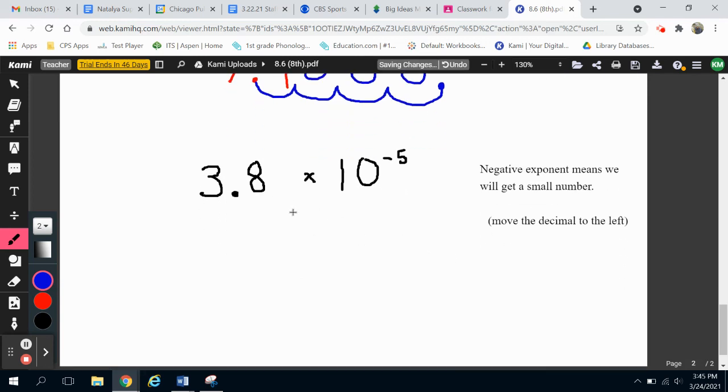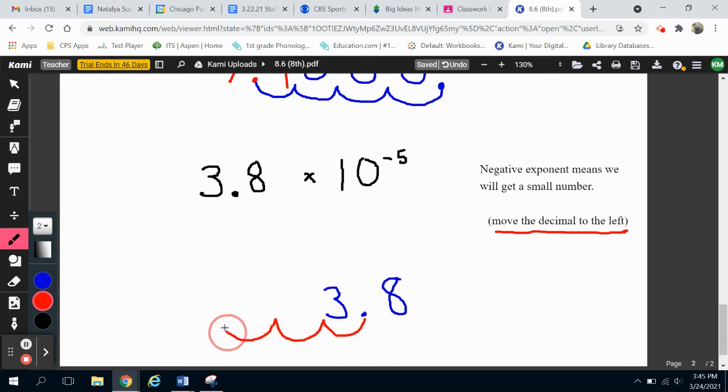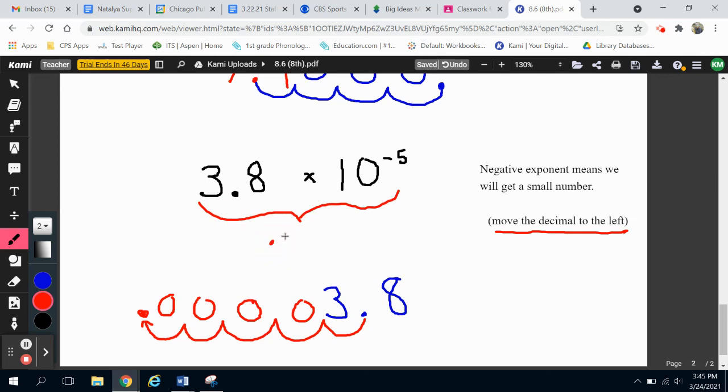Let's take a look at this one. 3.8 times 10 to the negative 5 power. I have a negative exponent. That's going to tell me I'm going to have a small number as my answer. So I have 3.8. Because I have a negative exponent, I'm going to move the decimal to the left. 1, 2, 3, 4, 5. Fill in the baskets with zeros. 3.8 times 10 to the negative 5th power is 0.0000038.